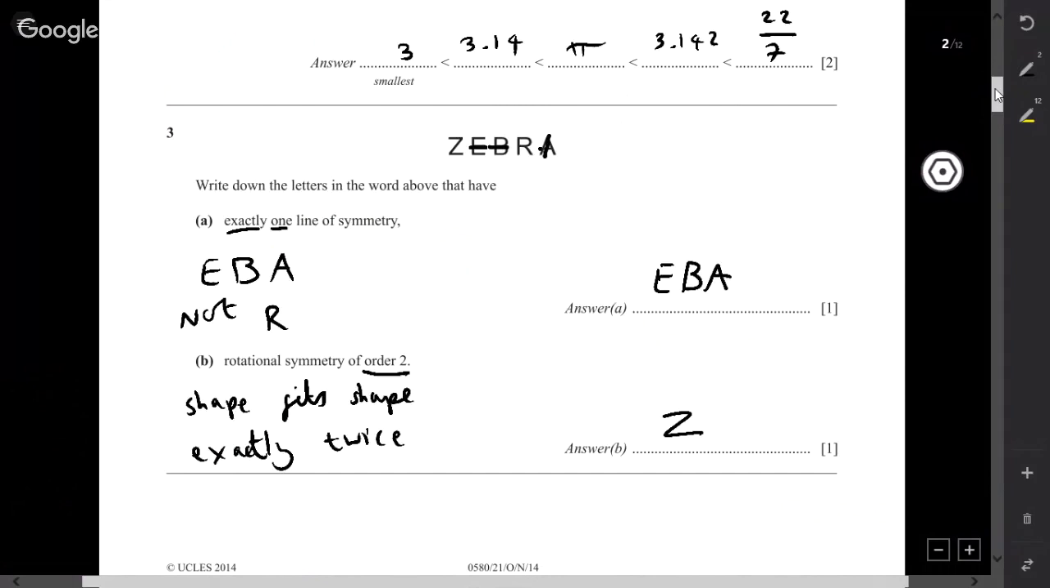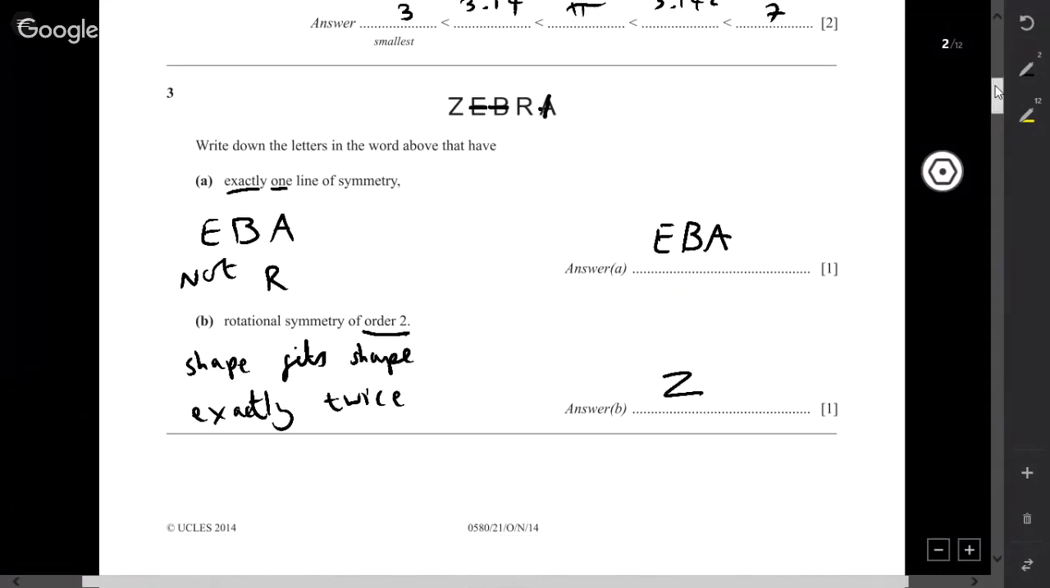Z is the only shape they're asking for here for the rotational symmetry of order 2. This means they want to know which shape fits into its own shape exactly twice. And Z is the only one that can do that. You can use tracing paper to work that out. That's also very useful.